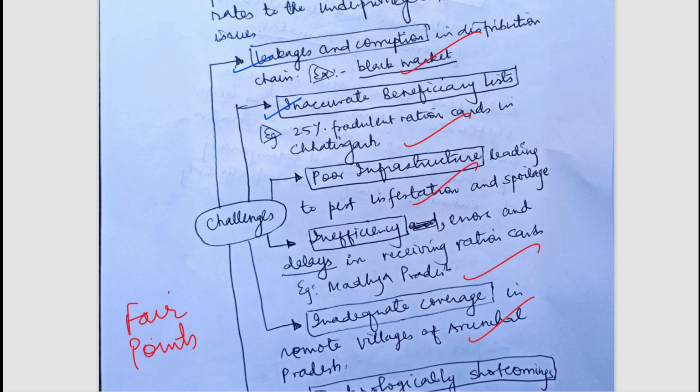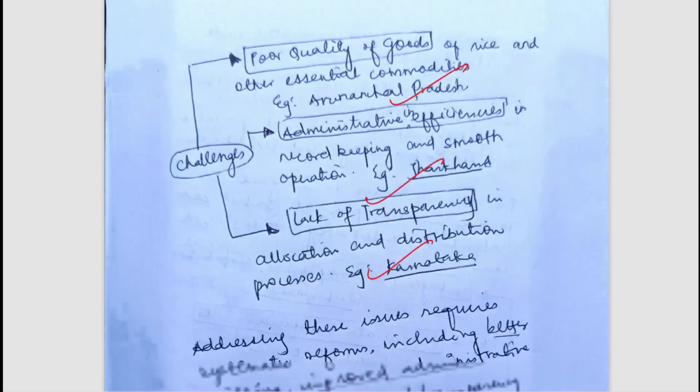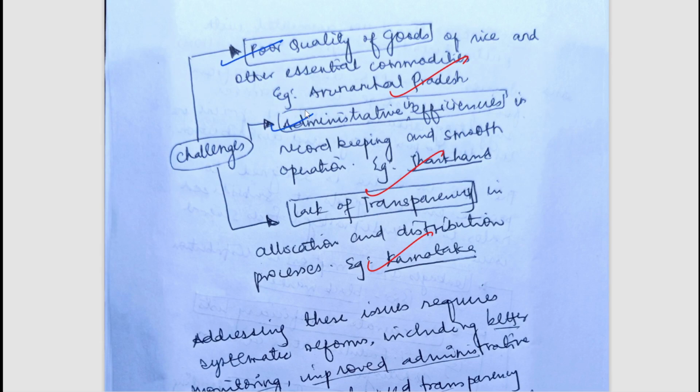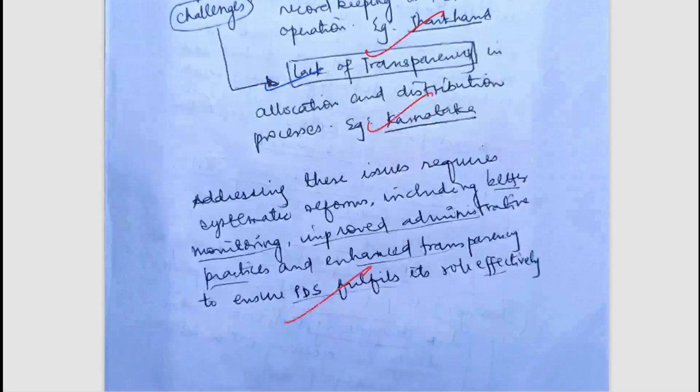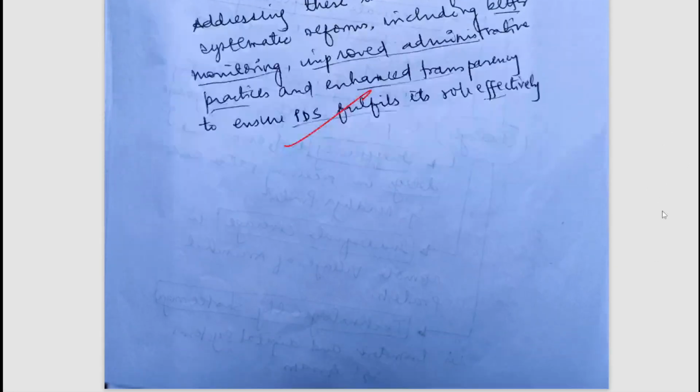Many well-off persons, who are in a good status in society, are still getting food grains from PDS, and those who are in need are still not getting them. So this is the problem of not having a proper listing of beneficiaries. Then poor infrastructure, inefficiency, inadequate coverage, technology shortcomings, poor quality of goods, administrative inefficiencies, lack of transparency. Yes, these are the common problems related to PDS. You can pause and read the answer.